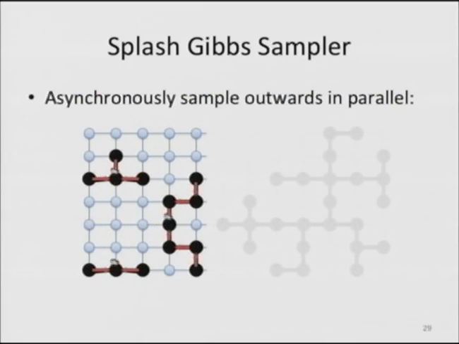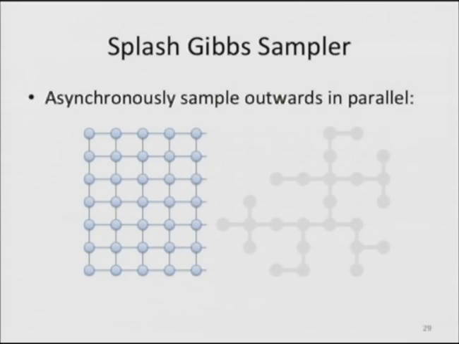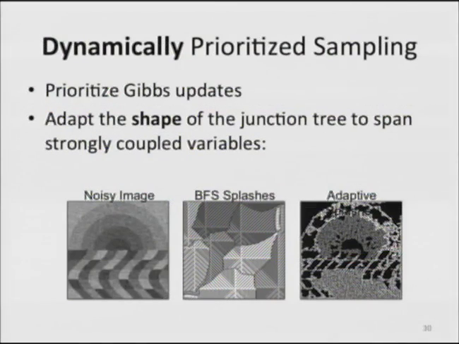And as I go down the tree, I get increasingly more parallelism in my sampling strategy. In addition, I'm allowing myself to build new trees asynchronously as this process proceeds. So we had that primitive, again, taking that splash idea and bringing it to Gibbs sampling. I can now actually use that to build a prioritized version of a Gibbs sampler.